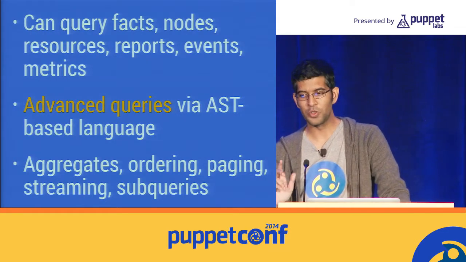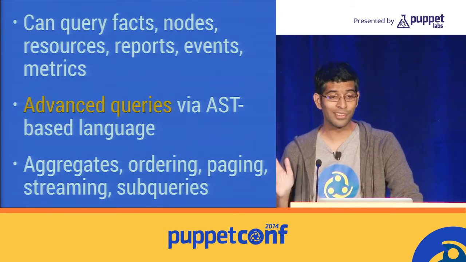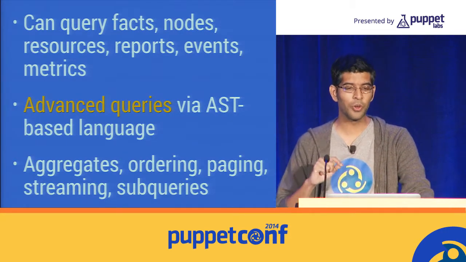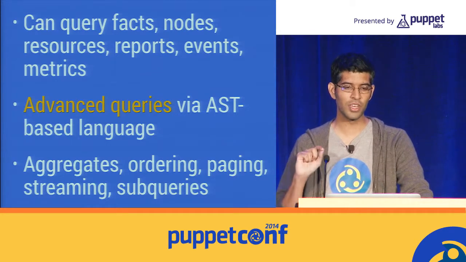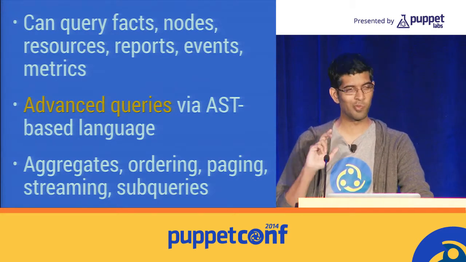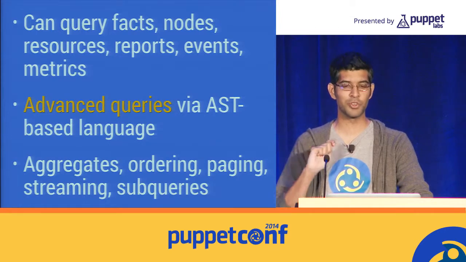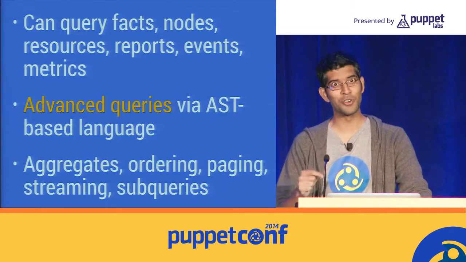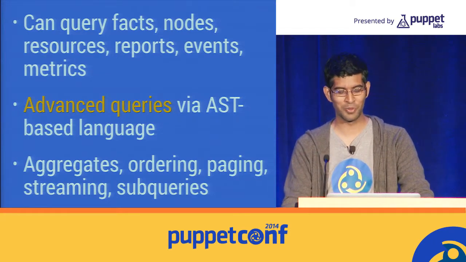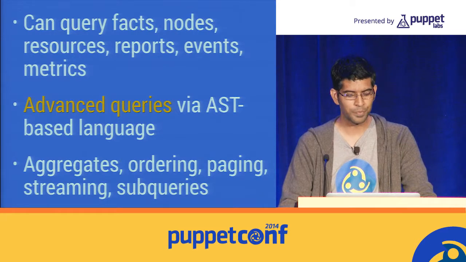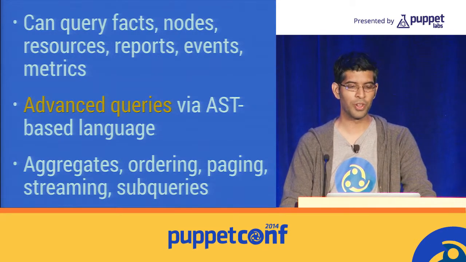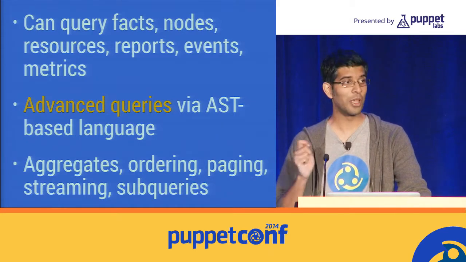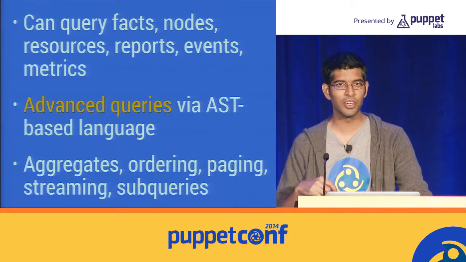So using that mechanism, you can query facts, nodes, resources, reports, events, and all kinds of internal metrics about PuppetDB itself. There are also a number of advanced queries that you can do via an AST-based language. It's more meant for API use and machine-to-machine communication, because you probably don't want to handwrite it. If you really want to know why you shouldn't handwrite it, you should go to Danny's talk, which I think is going to be later today, where we'll probably talk about that. But all those facilities are pretty well documented. And through that facility, you can do things like aggregates, ordering, and paging. As I mentioned, all of the information is streamed out. And you can do things like subqueries.